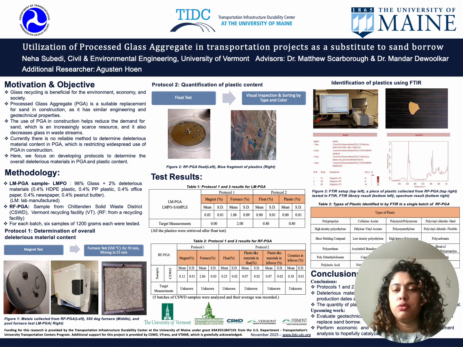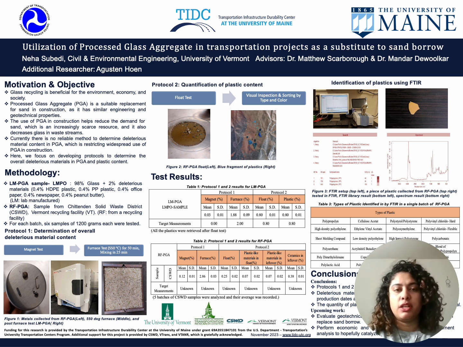Protocol 2, which is the float test, basically consists of floating the materials, allowing all the materials that can float to float on the surface of water. Then all of those floated materials are scooped out. They are visually examined for plastics, sorted by plastic types and different colors of plastic. Similarly, the leftover portions are also visually examined to pick any plastics or plastic-looking materials that might not have floated during our test.